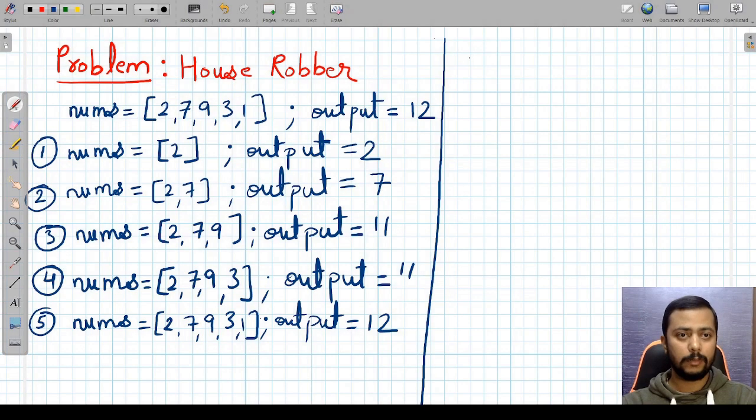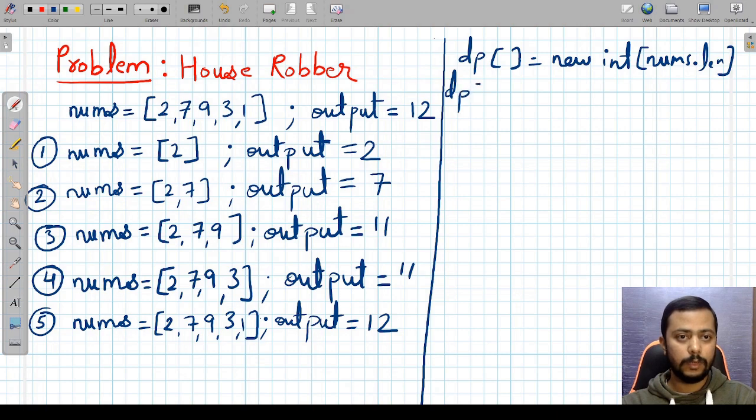Okay, so our DP table will just be a one-dimensional array, and its size will be the same as the total number of houses. And here dp of i will simply represent the max money for first i houses.